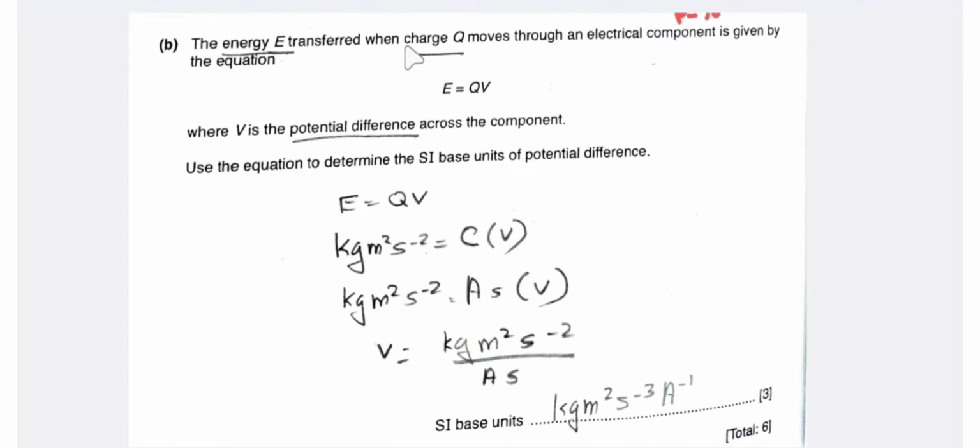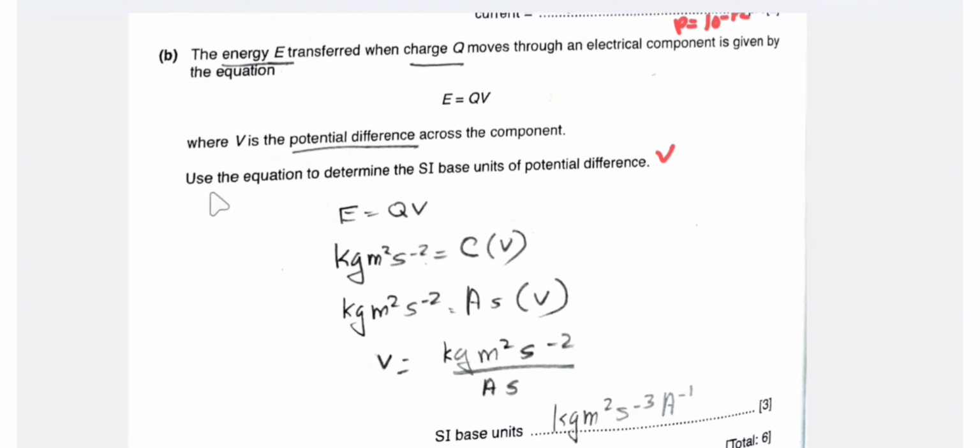Then, the energy transferred when charge Q moves through an electrical component is given by the equation energy is equal to VQ, where V is the potential difference across the component. Use the equation to determine the SI base unit of potential difference. So we need to find the SI base unit of potential difference V.